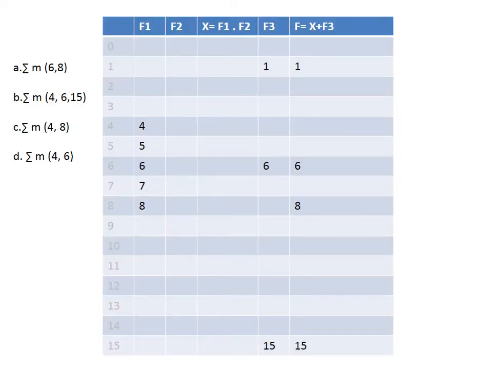I have framed f1 to be 4, 5, 6, 7, 8. f2 is not given, so I have left the column of f2 blank. X is equal to f1 and f2. Because f2 is not given, I have left that table blank till now. f3 is given, that is 1, 6, 15. And similarly f is given as 1, 6, 8, 15. Now we have to find what is the value of f2.